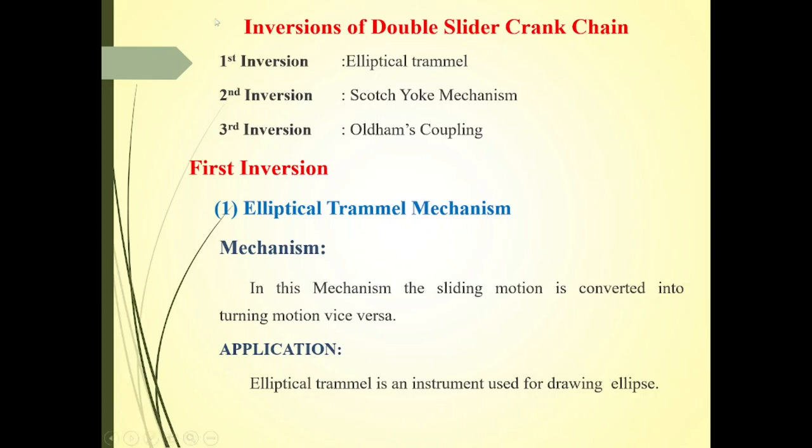The example applications are: the first inversion application is the elliptical trammel, the second inversion application is the Scotch yoke mechanism, and the third inversion application is Oldham's coupling. Yes, the first inversion application is the elliptical trammel. Now we will see the elliptical trammel, mostly used for drawing or cutting purposes.